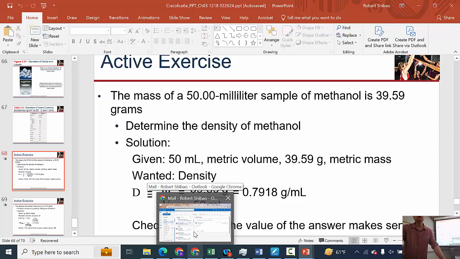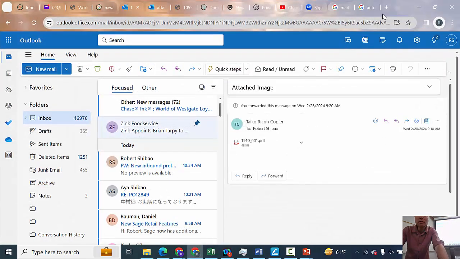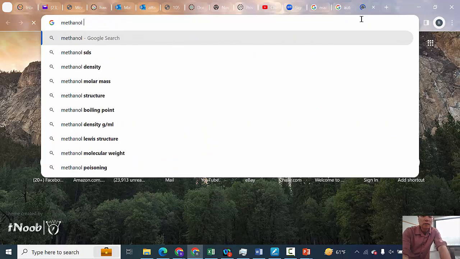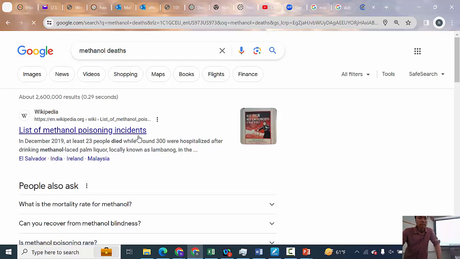And so this is one of... Did you hear about those U.S. tourists that went down to Mexico and they had some drinks or something? They're suspecting maybe that's methanol, because do you know the number of methanol deaths in the world?